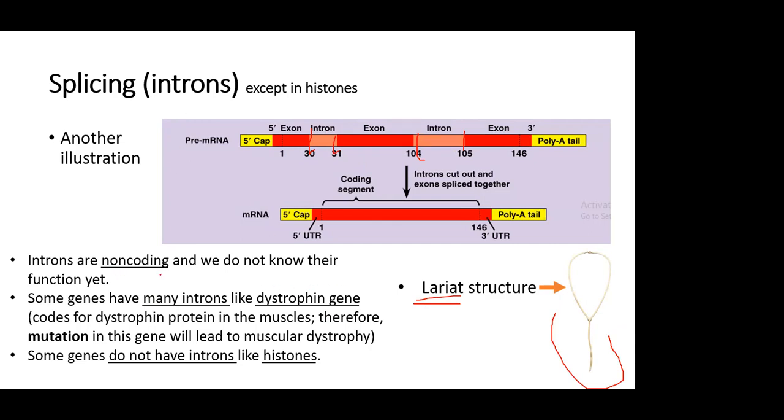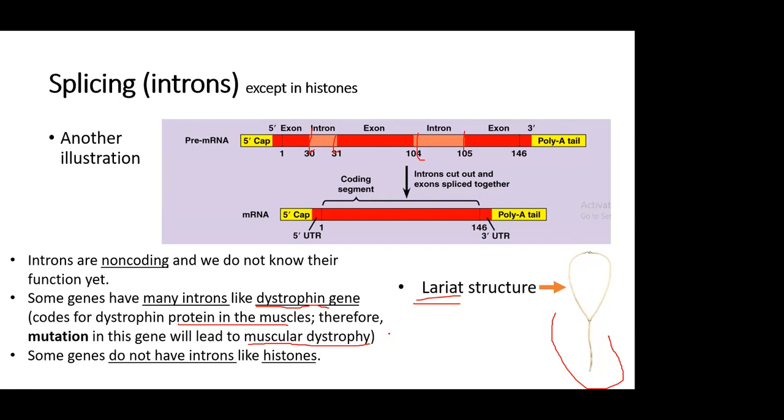As we said, the introns are non-coding parts, and certain genes will have too many introns, like 99% of the gene are actually introns. And sometimes there would be a mutation in these genes. An example of this gene is the dystrophin gene. This dystrophin gene will code for a protein called dystrophin. This protein is available in the muscles. And if there is mutation, usually the patient will have muscular dystrophy. That's a disease. Usually patients die in early age, like in teenage age.